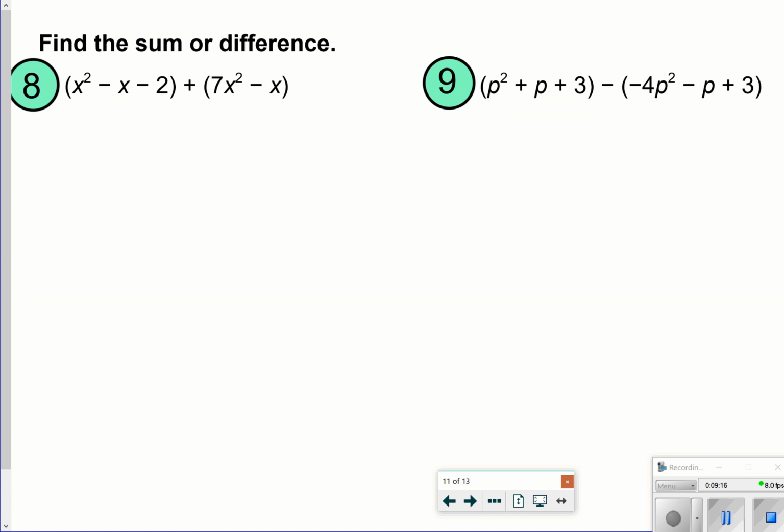So these last two you're going to try. It says find the sum or the difference. Remember to distribute your 1s or your negative 1s, depending on where it is or what's in front of it, and then combine like terms. Let's pause here, try 8 and 9, and then once you're done, click play.